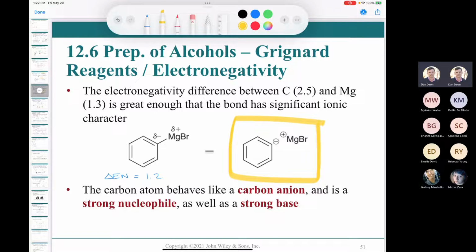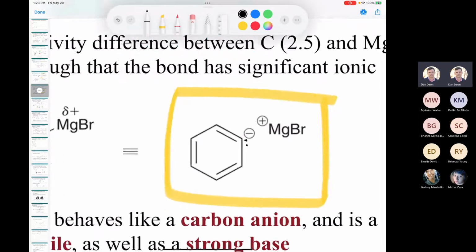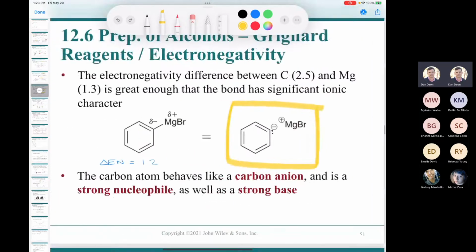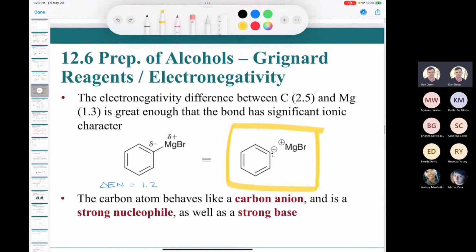Okay, I'll draw them in this way, and you might be wondering, well, why do you draw them that way? The reason why is because if I draw it as an ionic compound, it allows me to focus on the lone pair of electrons on the carbon. So I basically have an aromatic carbanion here, and that carbanion can function as a great nucleophile, or it can be a strong base as well.